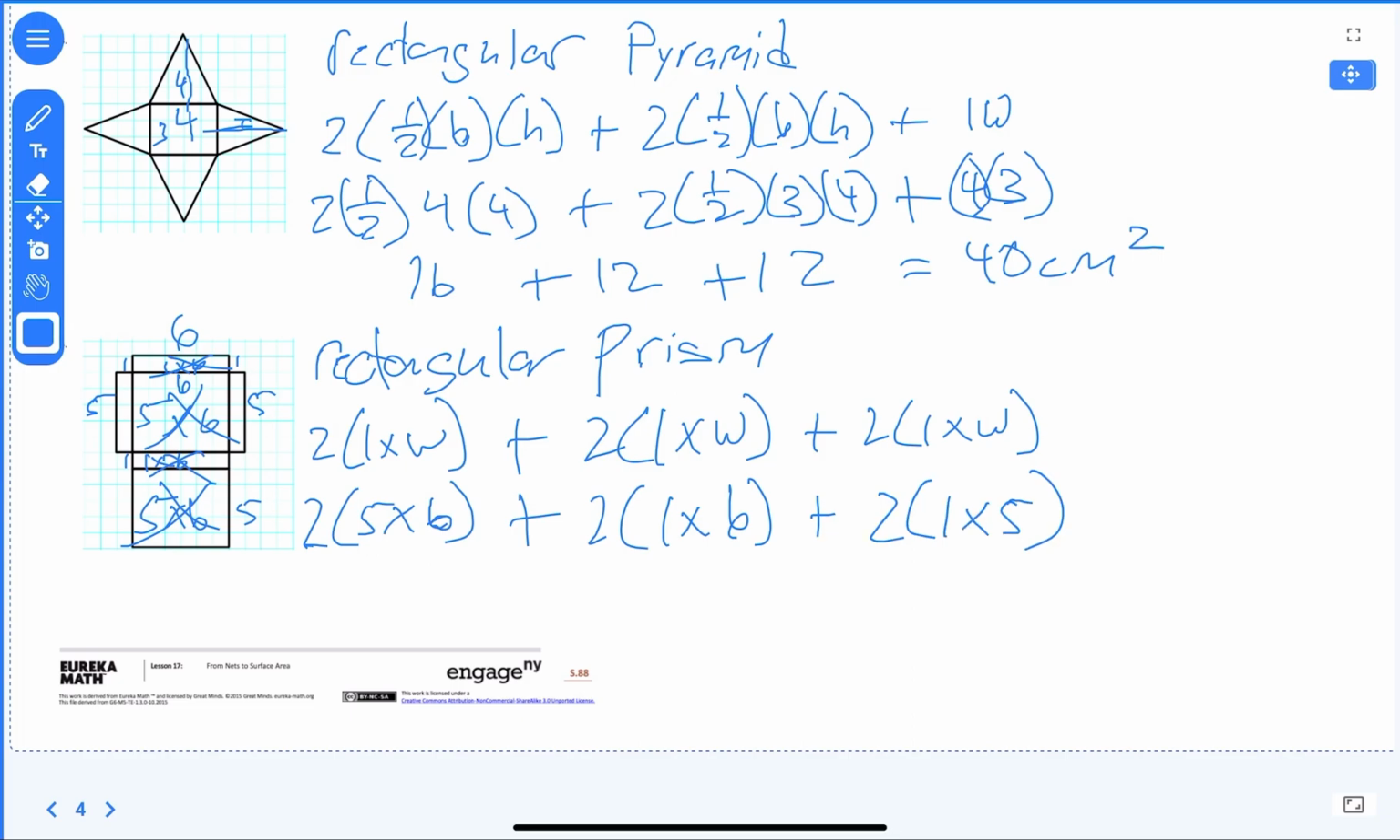Well, this is 2 times 30 is 60. Plus 2 times 6 is 12. Plus 2 times 5 is 10. Which is equal to about 82 centimeters squared. Got it?